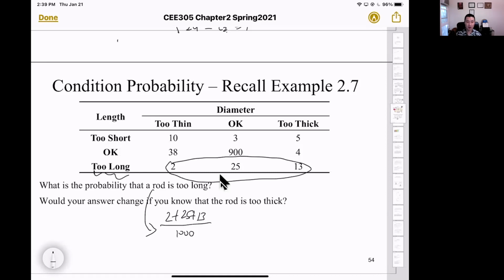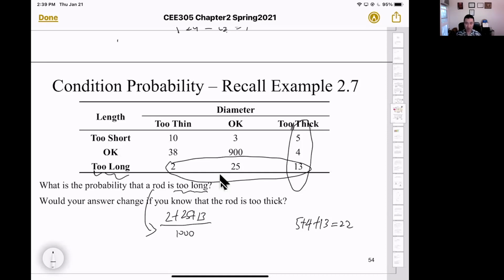All right. So look at the next question. Will your answer change if you know that the rod is too thick already? So if you know the rod is too thick, how many rods are too thick? Only 5 plus 4 plus 13, so this is equal to 22 rods. So only 22 rods are too thick. So out of these 22, which are already too thick, what is the chance the rod is too long?